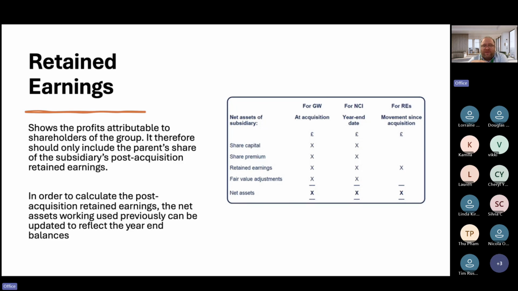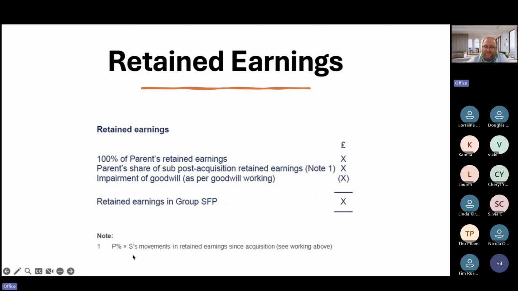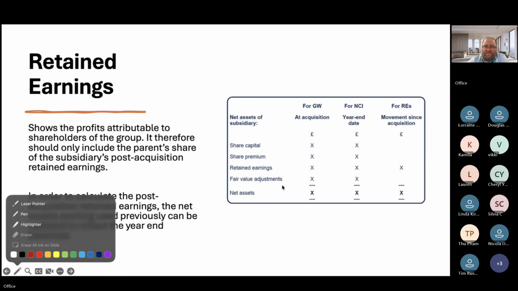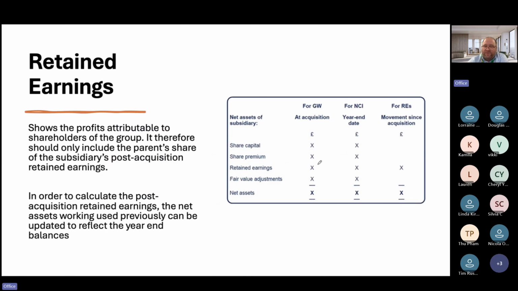So in order to calculate your post-acquisition retained earnings, the net assets working that you used a couple of slides previously needs to be updated to reflect year-end balances. That's the same thing that we've just done on the last slide. I mentioned the thing that generally changes is retained earnings. So what you're trying to do is say, so that's group wide.